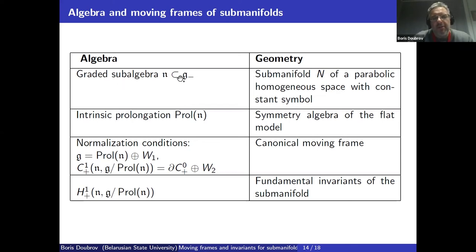So on the left, we have essentially a symbol, prolongation of the symbol. A symbol is the graded tangent space to a submanifold. Prolongation of a symbol is our flat model on the geometric side. Normalization conditions are what we need to construct a moving frame. And cohomology, and now I put it correctly, finally gives us the fundamental invariants of submanifolds.